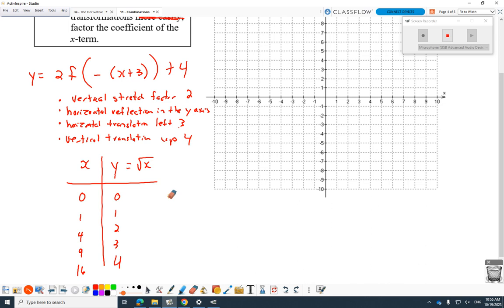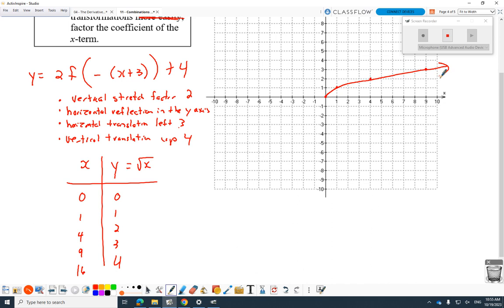A graphing person would be like, I don't need a table of values to build the function. It's the square root function. I know that one. 0, 0, 1, 1, 4, 2, 9, 3. And I agree with them. I agree with both of you. I like the table of values. I like the graphing. I like both ways. There it is. And then just do the 4 transformations.